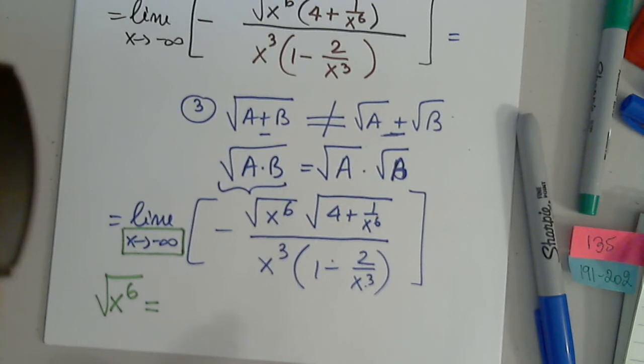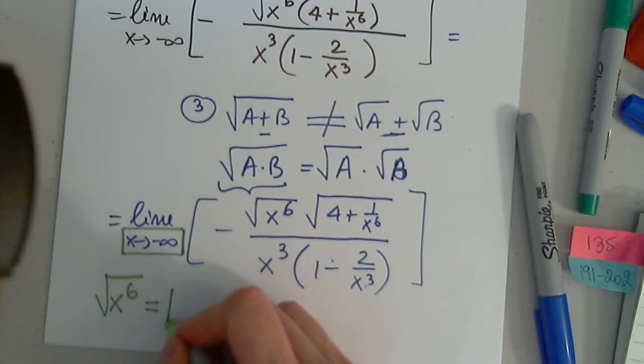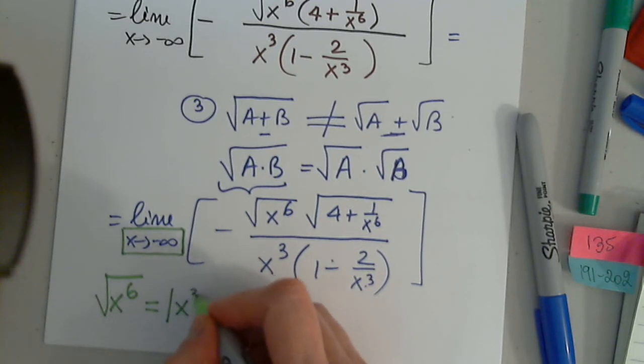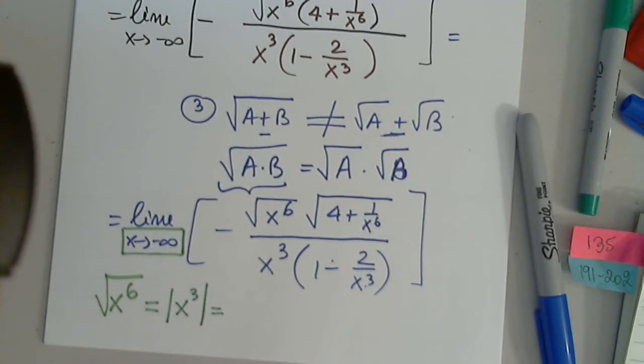What's the absolute value of x? Exactly. The absolute value of x to the 3rd, excellent, when x approaches negative infinity. Very good. Brilliant. We're talking about infinities here.